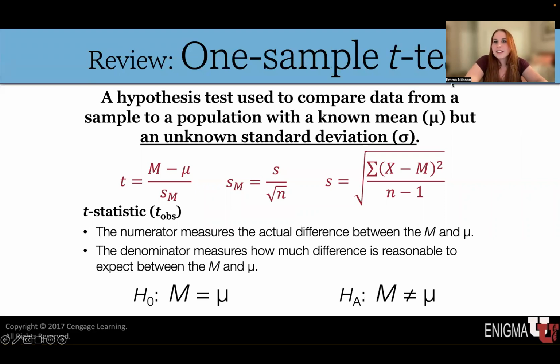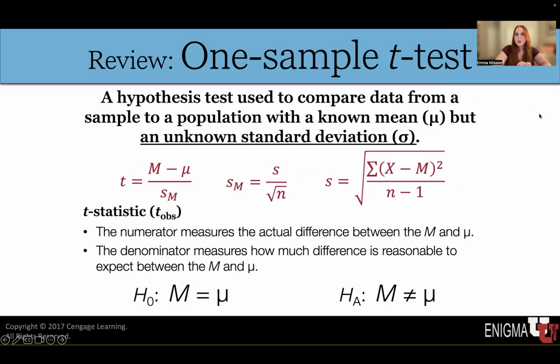Okay, so in order to talk about the two sample t-test, we first need to review what the one sample t-test is. So this is what we spent pretty much all of our lecture last time talking about. The one sample t-test is the hypothesis test that we use when we want to compare data that we've collected from a sample to a population that has a known mean, but an unknown standard deviation. So in other words, we don't know enough about our population to be able to use the z-test that we've talked about before.